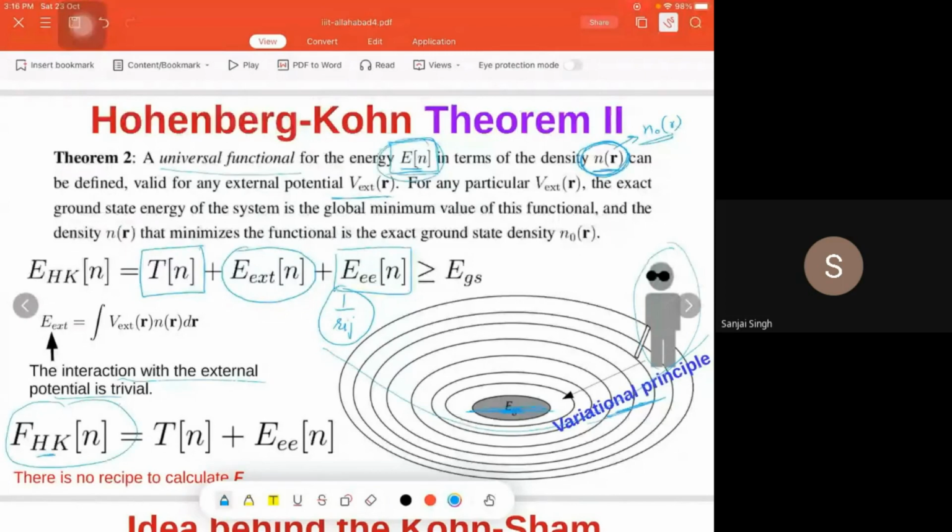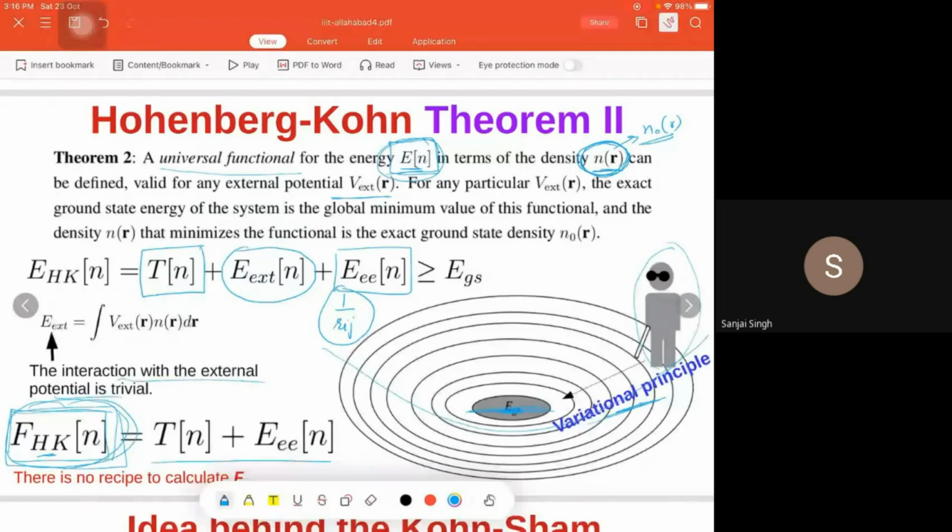F_HK is named after these two people, Hohenberg and Kohn. What the theorem is actually telling you is that there exists a functional, but they don't give you the recipe for how to find these terms. They are just telling you that there is a functional, and if you get the charge density of the ground state and put it here, it will minimize this number, but they don't give you the recipe. So now, in 1965, Sham came.